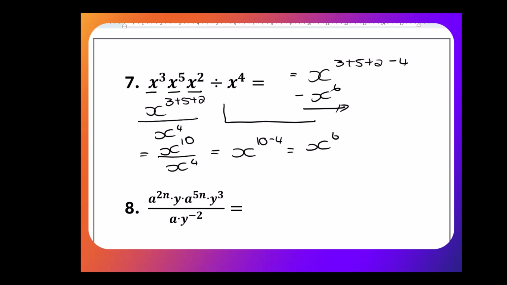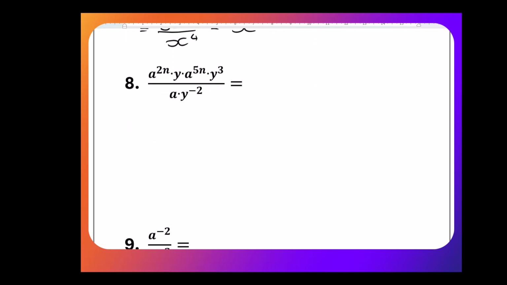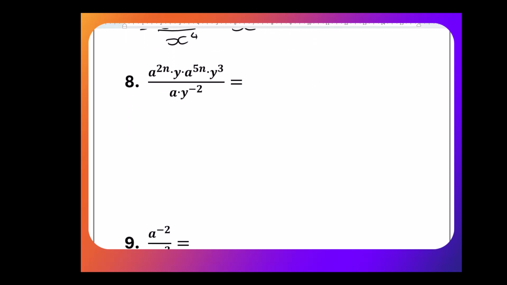The method you choose depends on the amount of marks. If we look at question number 8, again, a combination. If I look at this, you can do this two ways. You can go and say this is a to the 2n, multiply a to the 5n, y to the 1, y to the 3, divided by a, y to the negative 2. The base is the same. We multiply, we add.